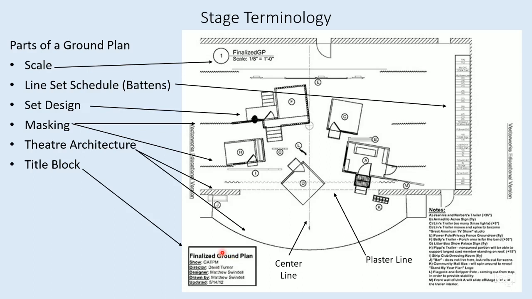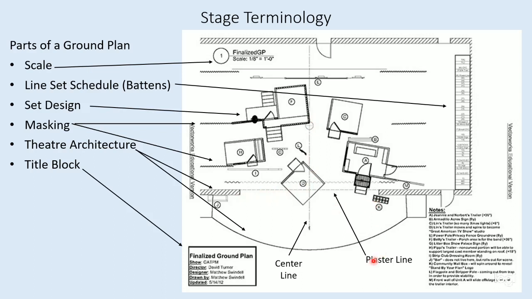All drawings, all ground plans are going to include the center line, which is located midway in the proscenium opening. It's halfway across the proscenium opening. So if our proscenium opening is 40 feet, this line would be located 20 feet from this wall and 20 feet from this wall. So 20 feet plus 20 feet would be a 40-foot opening.